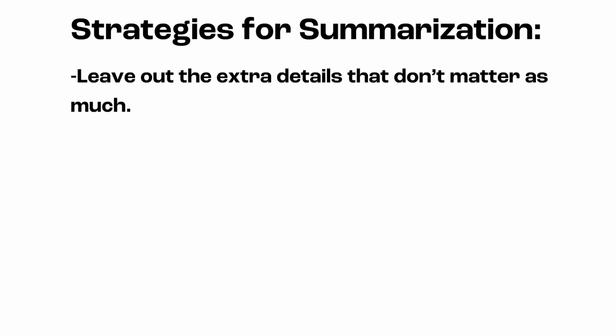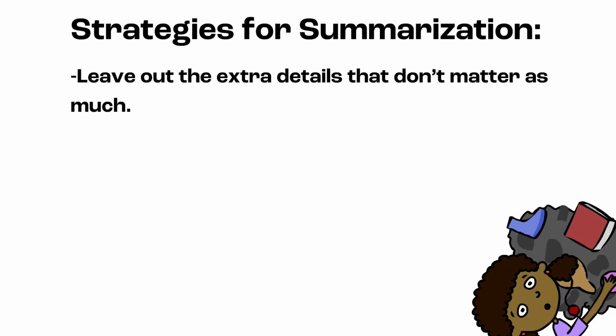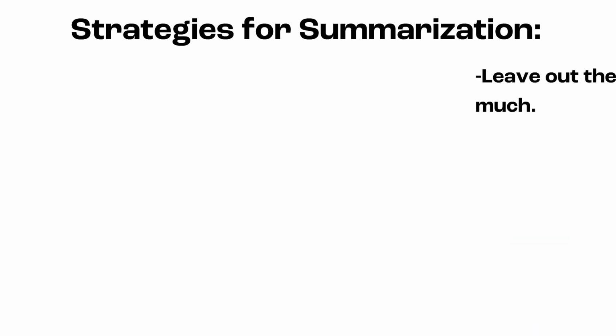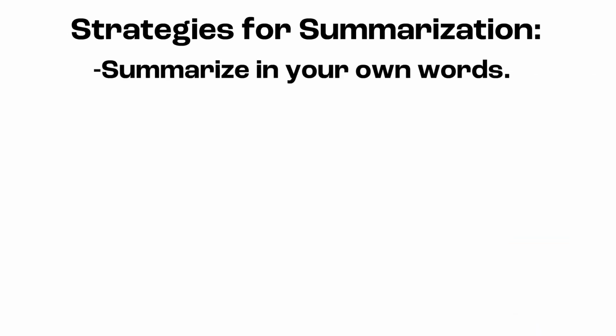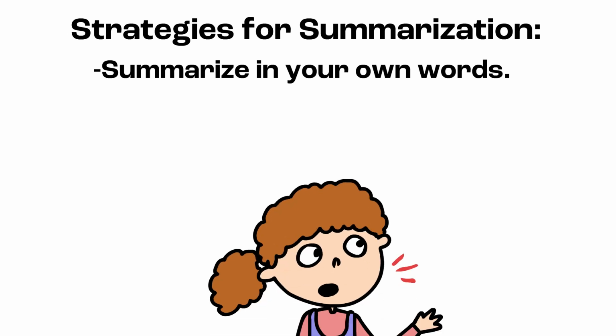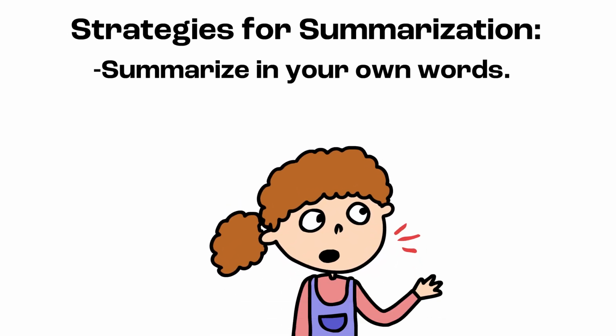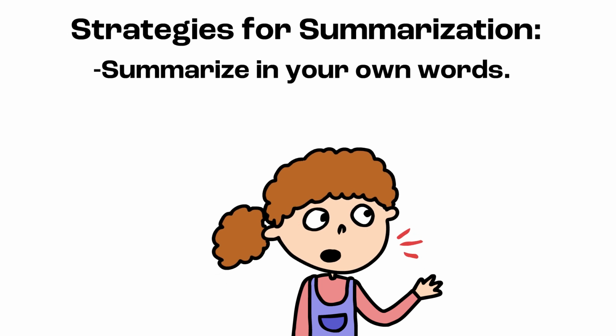Additionally, we want to leave out the extra details that don't matter as much. This is similar to leaving out the unnecessary toys and books from your small suitcase. We only keep what helps us to understand the main idea. Lastly, we need to summarize in our own words. Retell a short version of the story in a way that includes only the big details.